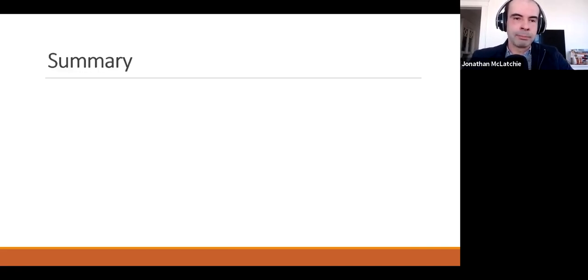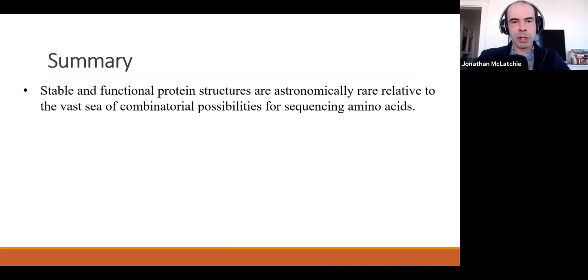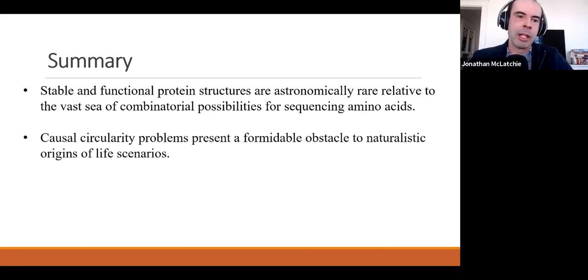So in summary then, stable and functional protein structures are astronomically rare relative to the vast sea of combinatorial possibilities for sequencing amino acids. And causal circularity problems present a formidable obstacle to naturalistic origins of life scenarios. And I'll finish with that, and happy to take your questions. Thanks for your attention.